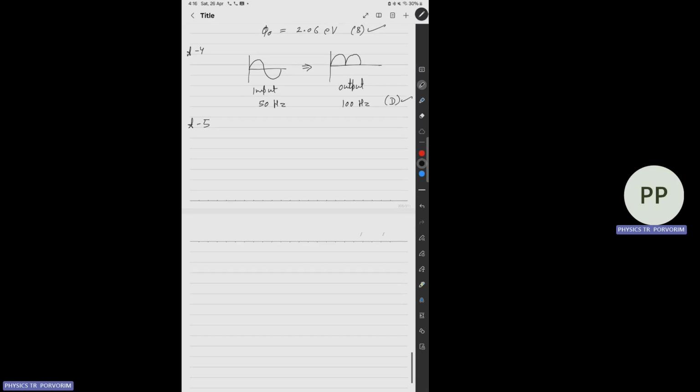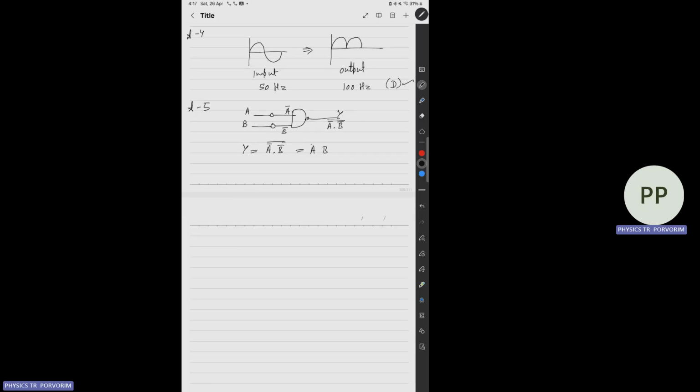Fifth, two NOT gates are connected at the two inputs of a NAND gate. Say this is the NAND gate and NOT gates are at the inputs. Let's say here the signal is A and here it is B and the output is Y. I have to tell which gate it is. So here I will get A bar, B bar, and at the output it will be A bar dot B bar, whole bar. Now I can write it like A double bar plus B double bar, and it will be A plus B. And which gate is it? It is the OR gate.